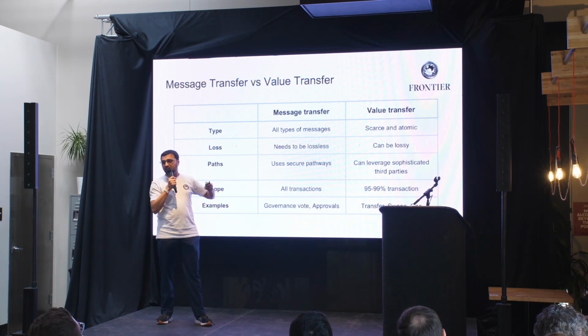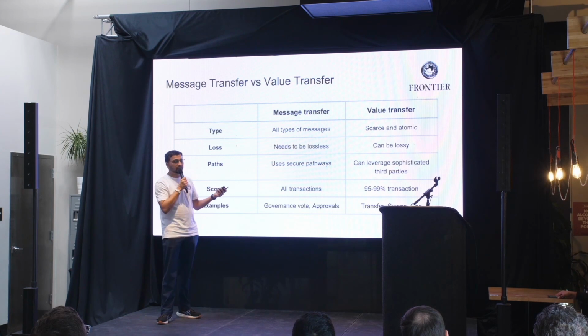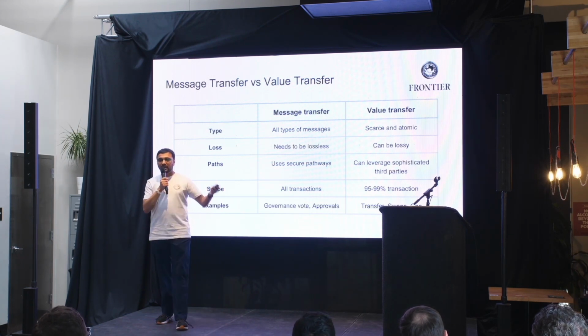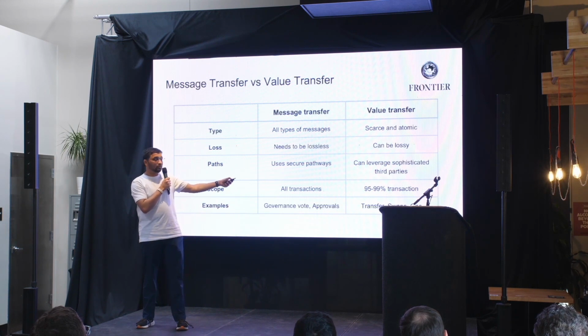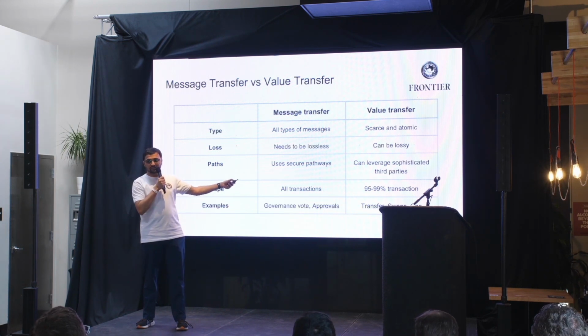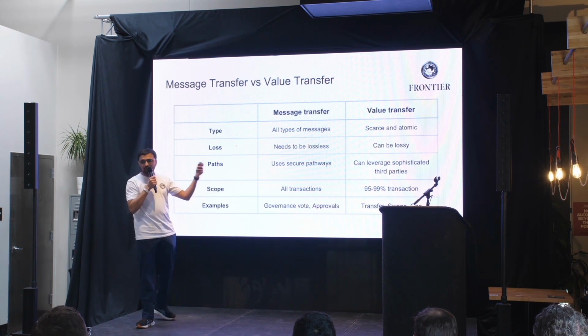You can bring in third parties and say, okay, if I'm sending $100, I am willing to take a loss of $1 and just receive 99 on the other end. And so you can bring in these sophisticated third parties which give you a better UX. And 95 to 99% of transactions today on blockchains are value transfers. They're transfers, swaps, payment for gas. All these are types of value transfers.